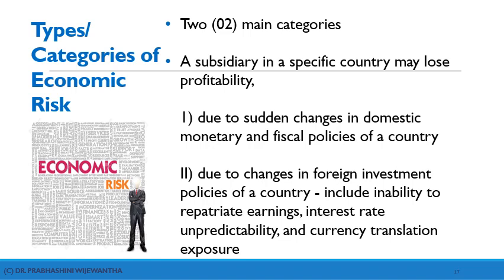I think we've discussed this previously under repatriation of profits and capital, and also interest rate unpredictability. There may be situations in a national economy where the interest rate is fluctuating in an unpredictable and unexpected manner. And the final type includes currency translation exposure. This includes how the country would allow foreign companies to translate or convert foreign currencies to the local currency, the rates, the dollar rate, etc.